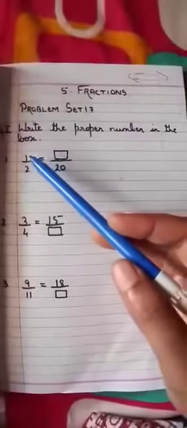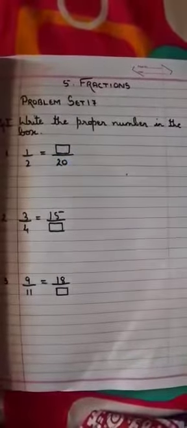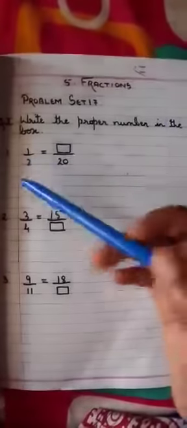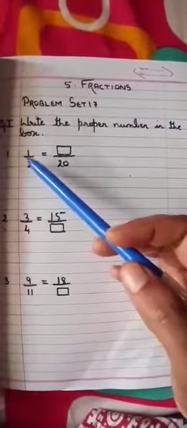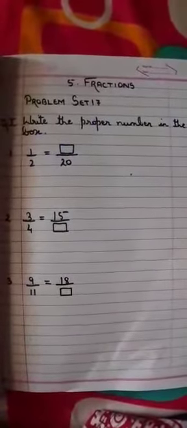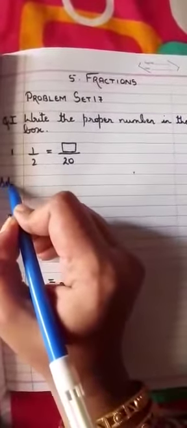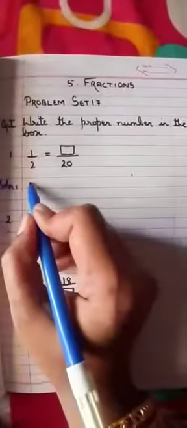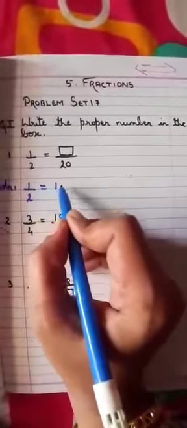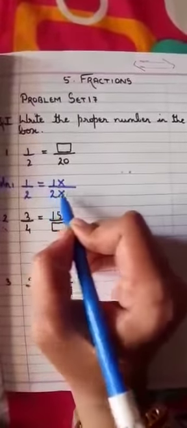So here first question is 1 upon 2 is equals to dash upon 20. So we have to find what will come in the box. Here denominator is 2, numerator is 1. Here denominator is 20, numerator is dash. So we have to find. So we'll write the solution 1. So we'll write here 1 upon 2 is equals to. What we have to do, we have to do the multiplication.